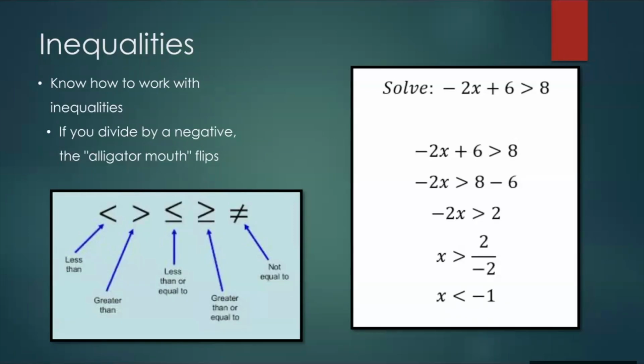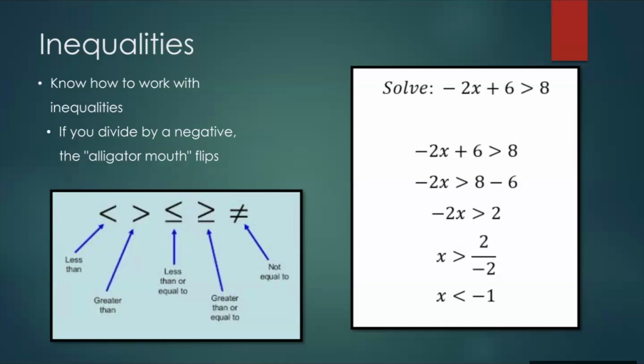So we need to solve negative 2x plus 6 is greater than 8, right? So first, to get x alone, we need to subtract 6 from both sides. When we subtract 6 on the left-hand side, it goes away. Positive 6 minus 6 is 0. So it just leaves us with negative 2x is greater than. Then on the right, we have 8 minus 6, which simplifies to 2. So the third line is negative 2x is greater than 2, right? So all we did there is subtract the 6 from both sides.